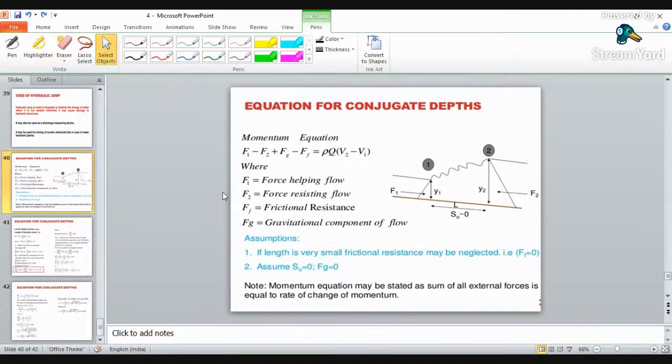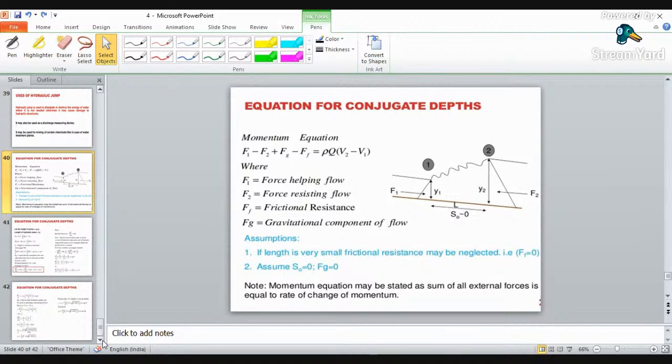Now here, we have neglected the frictional losses. Again, we have considered a steady flow and an incompressible flow. These are the assumptions while deriving the equation for alternate depths, or the equation for the hydraulic jump.